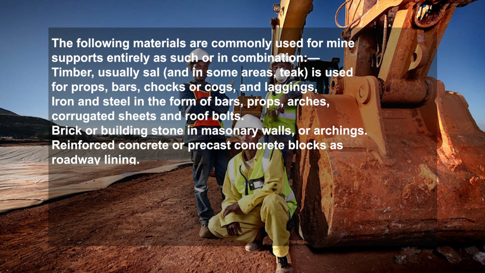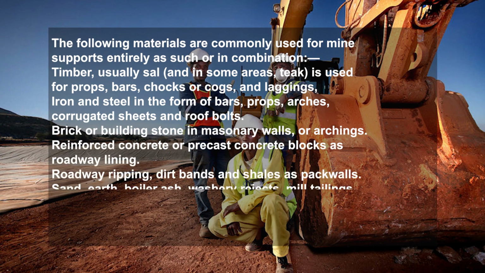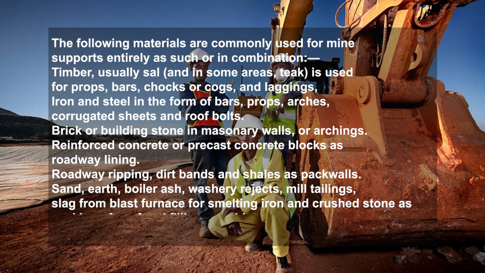These are timber, usually sal, and in some areas teak, used for props, bars, chocks or cogs, and legging. Iron and steel in the form of bars, props, arcs, corrugated sheets and roof bolts. Bricks or building stone in masonry walls or arching.